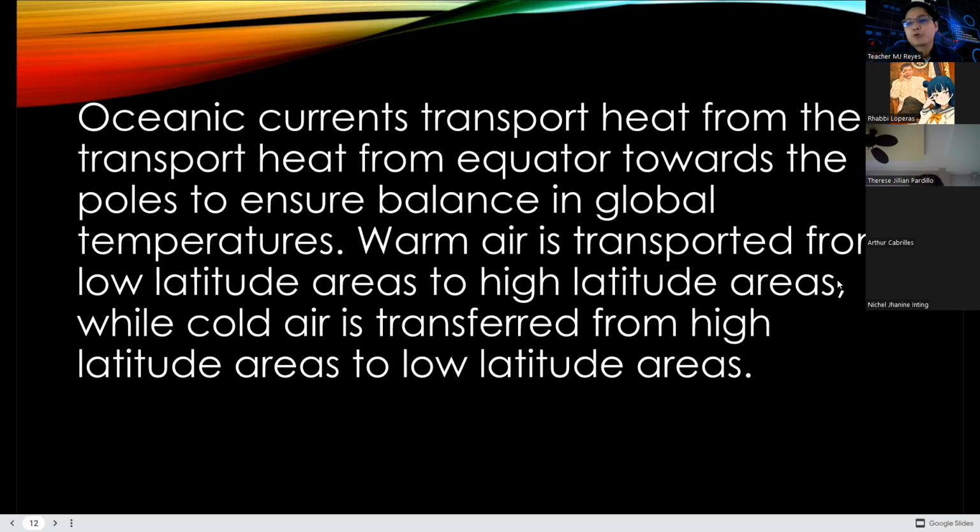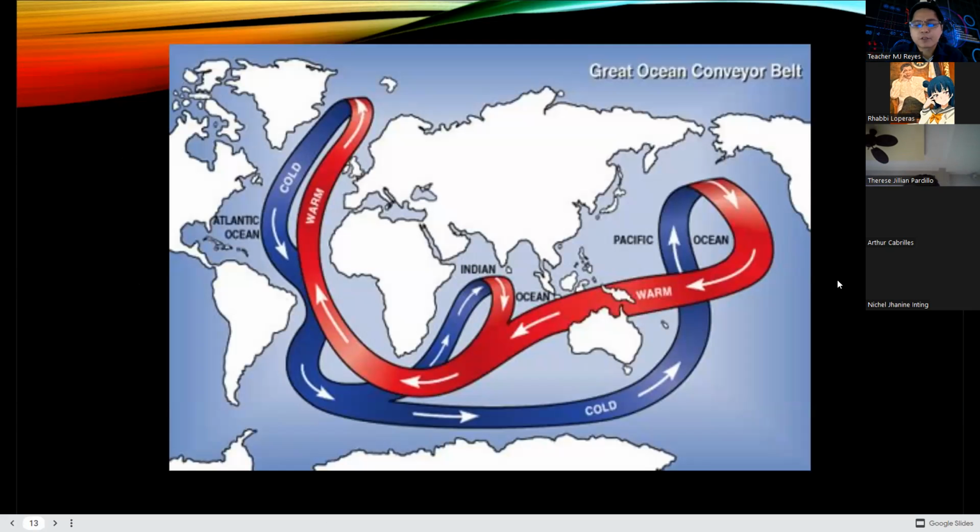Warm air is transported from the low latitude areas to high latitude areas, while cold air is transferred from high latitude areas to low latitude areas. From areas of greater concentration to lesser concentration, from hot to cold. And those are the patterns. If you're going to look at the patterns, this is the pattern now.